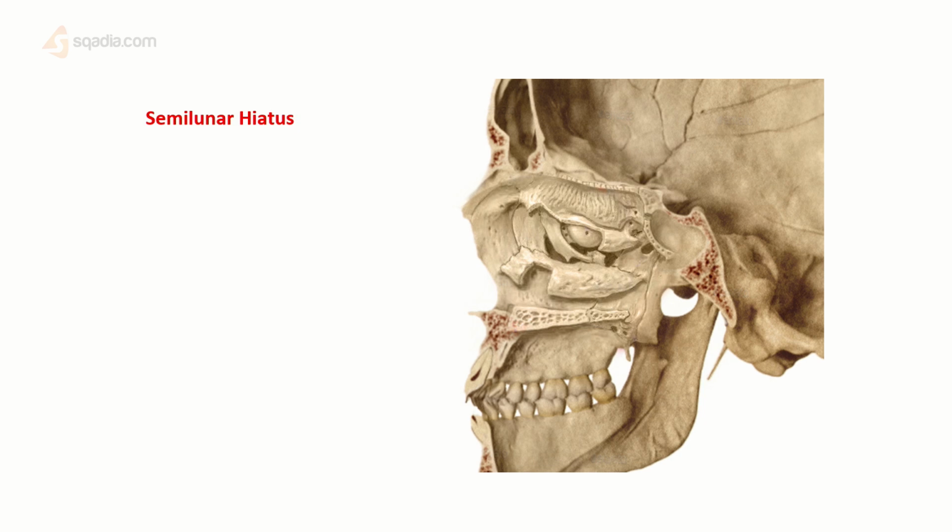Now let's discuss the boundaries of the semilunar hiatus. Anteroinferiorly, we have the uncinate process. Superiorly, we have the ethmoidal bullae. And posteriorly, we have the middle nasal concha.